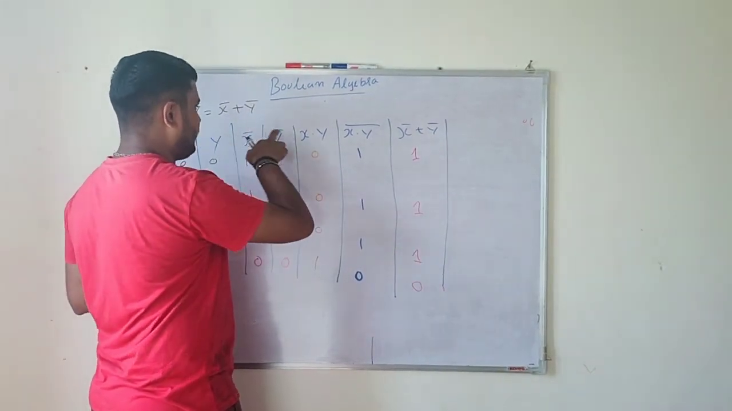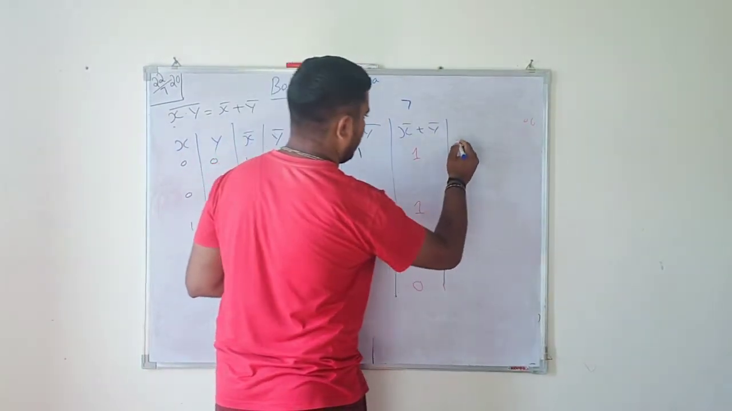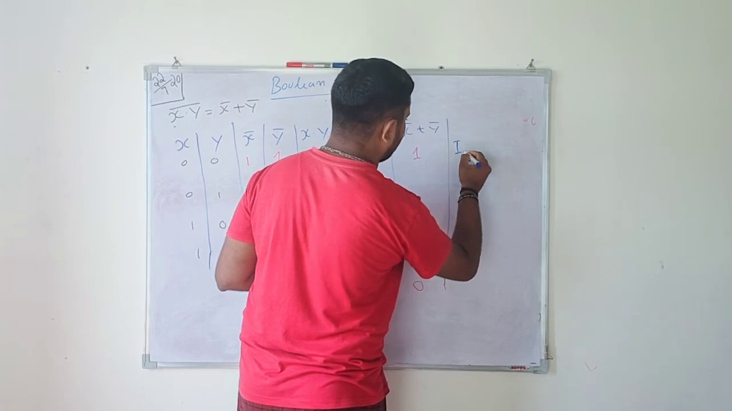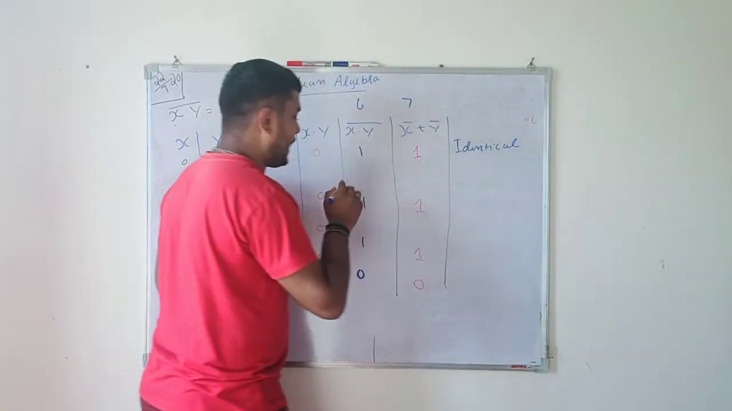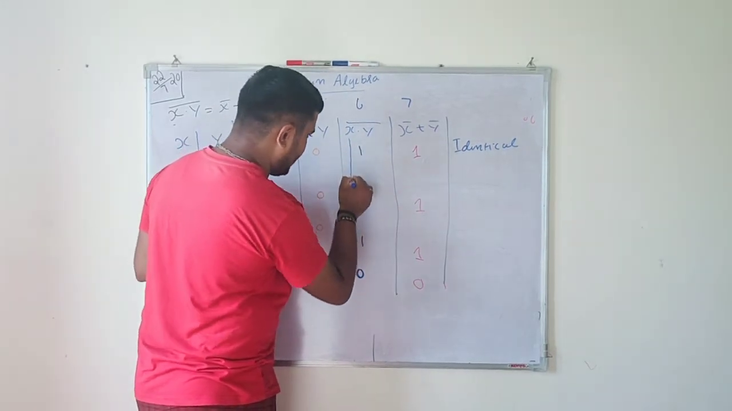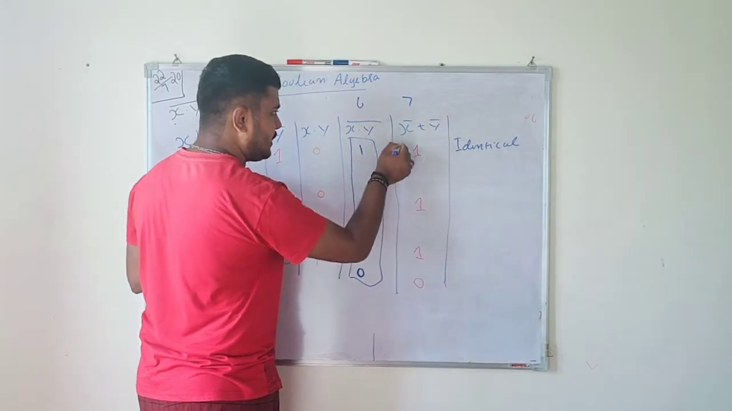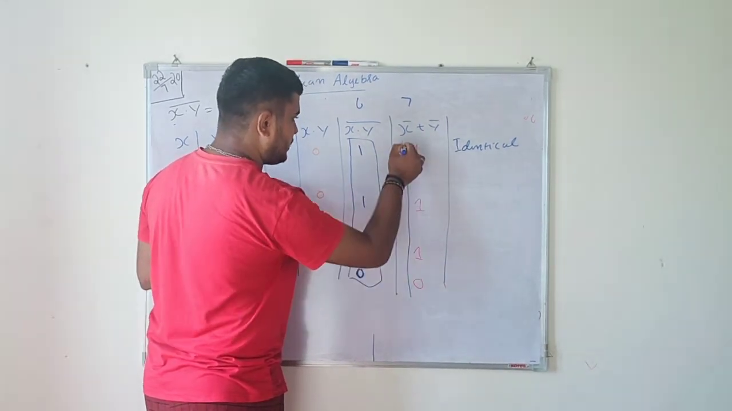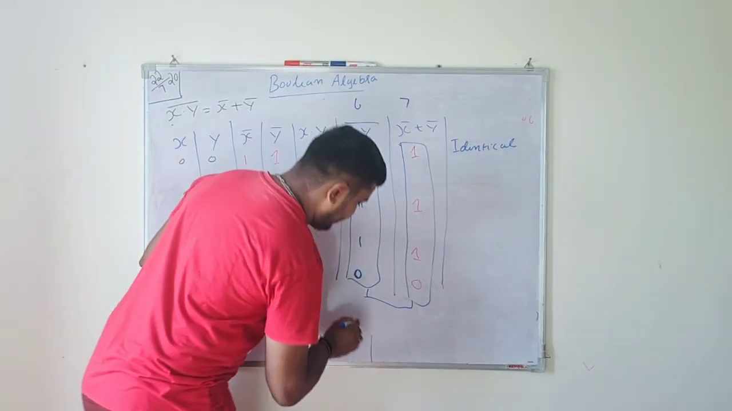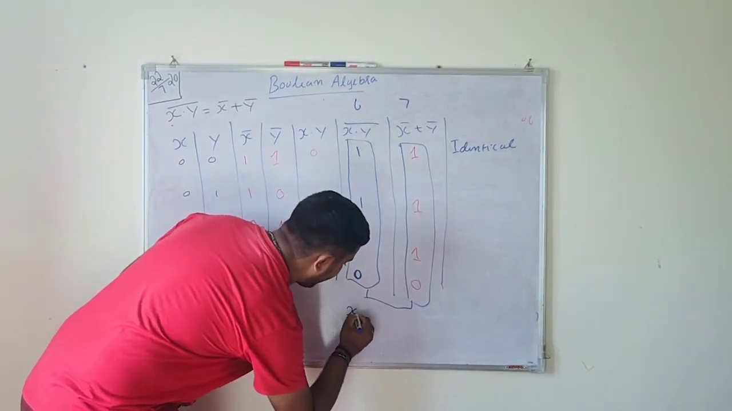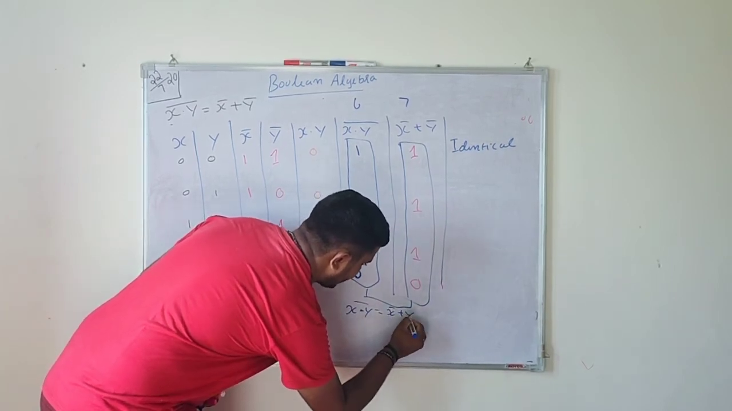1, 2, 3, 4, 5, 6. The sixth column and seventh column are identical. Identical means equal columns. You check here. X into y whole bar has 1 1 1 0, and x bar plus y bar also has 1 1 1 0. So this says we satisfy the theorem: x into y whole bar is equal to x bar plus y bar.